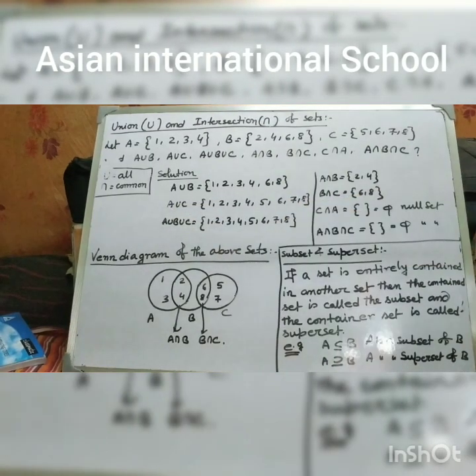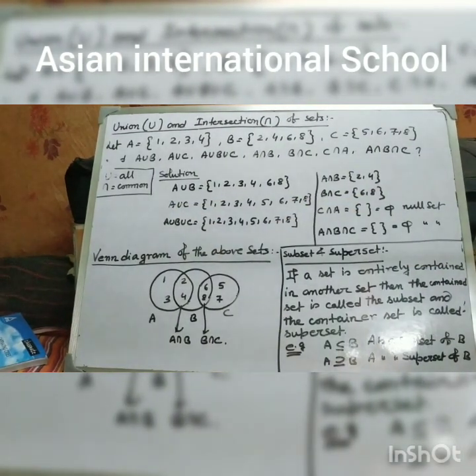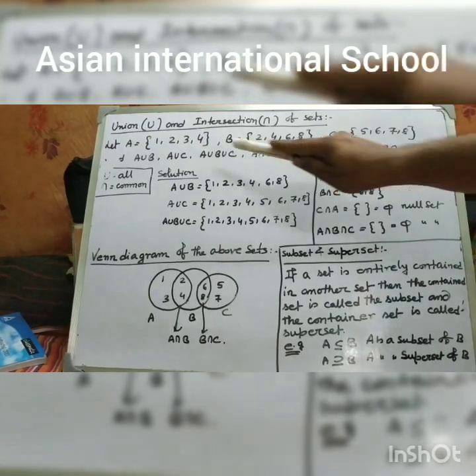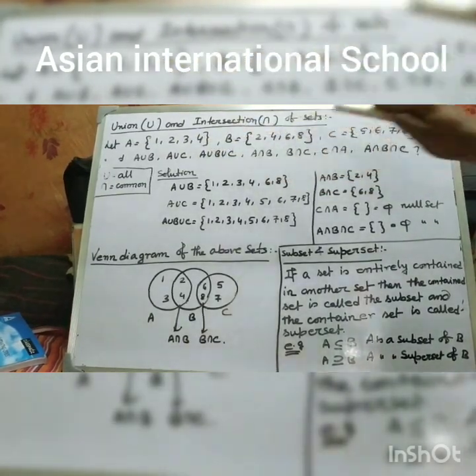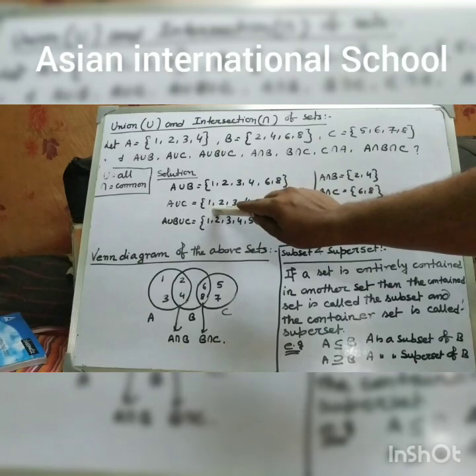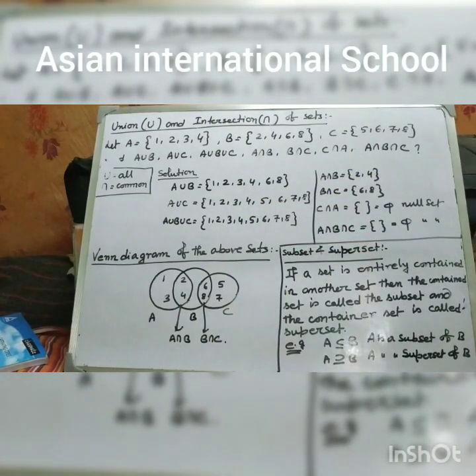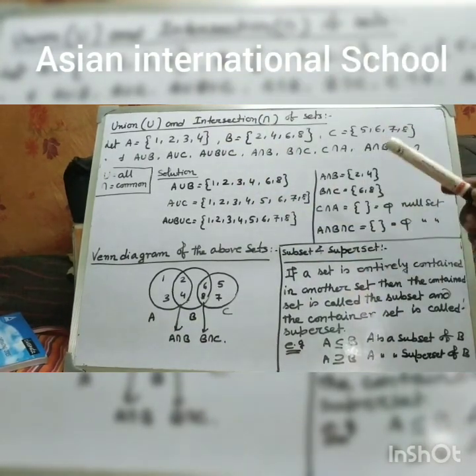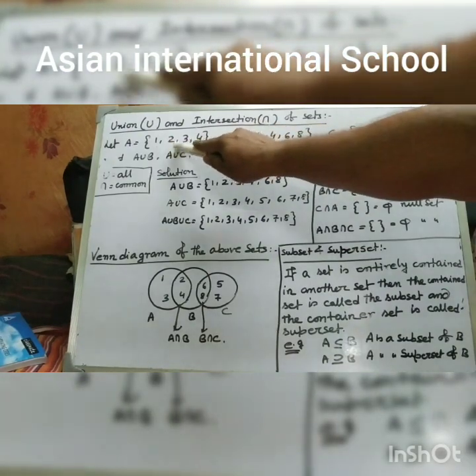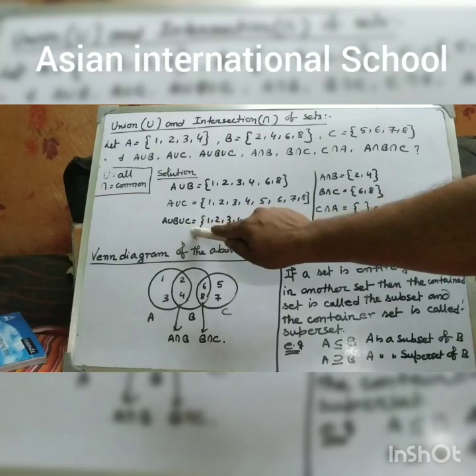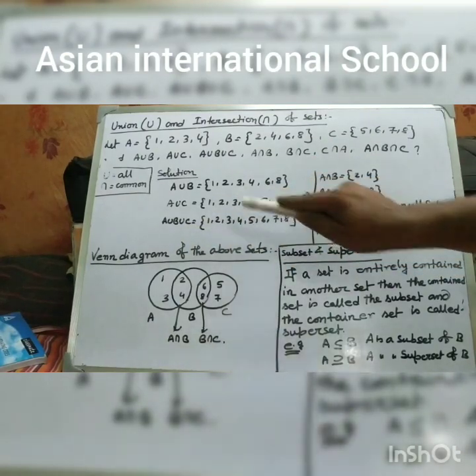A union C. What is A union C? A union B union C is whatever you are seeing within the three sets A, B and C. All the numbers, that is 1, 2, 3, 4, 5, 6, 7, 8. And when you take A union C also, you will get 1, 2, 3, 4, 5, 6, 7, 8. So A union C and A union B union C, both are the same sets.